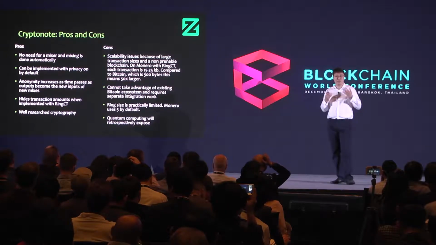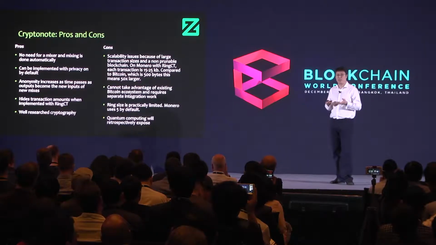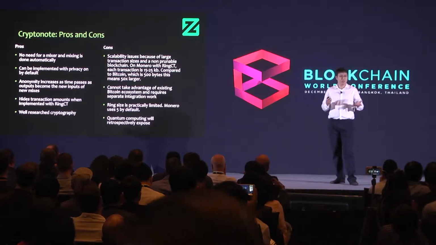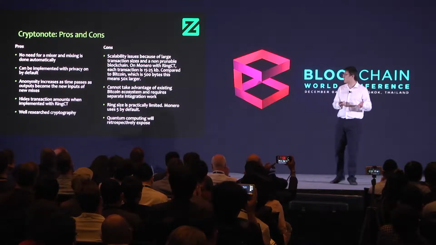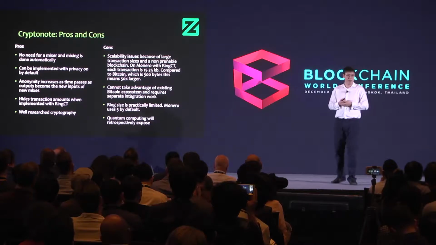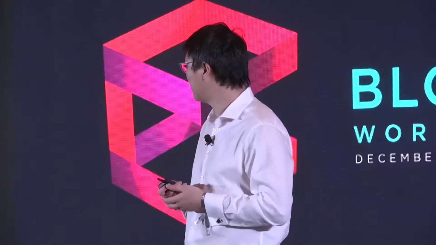So even though Monero is, I think, probably the top privacy currency with the highest market cap right now, there's still a lack of integration. The Trezor doesn't support it. I'm not sure if Ledger supports it right now. And the ring size is practically limited. Monero uses 5 by default. You can choose higher ring sizes, but it will only scale to 50, 25 or something. It's not going to be in the hundreds or thousands, all right?